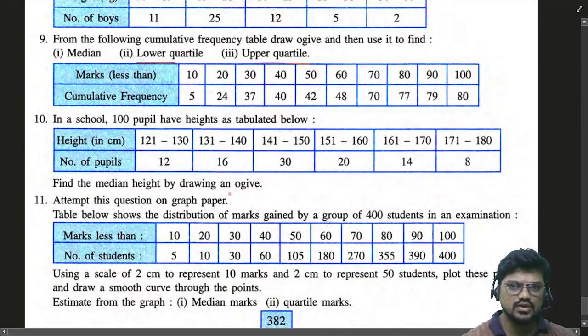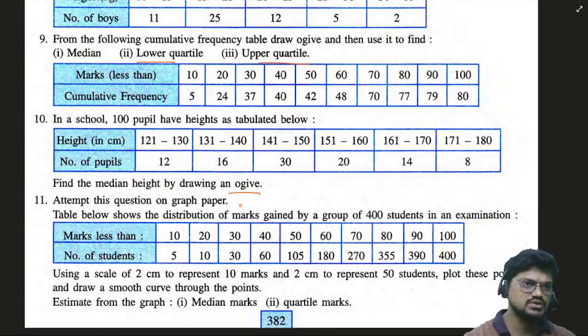All the questions, you have to use the Ogive curve. Already taught to you. You have to make a table of cumulative frequency, draw the graph, and then plot what is the median, what is the lower quartile, and what is the upper quartile. Clear?